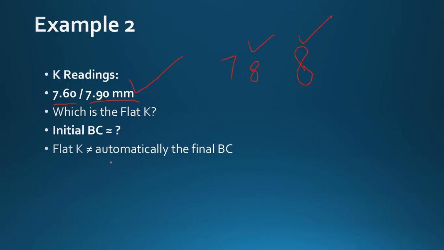And this flat K does not automatically mean that it will be the final base curve. Once you have chosen the base curve, you put the lens into the eye and then examine its behavior on the eye, look for the fluorescein patterns, and then decide whether you're going to stick to that particular base curve or you need to change the base curve. If we see steep fitting, we need to flatten the lens, so we will increase the value of the base curve. And if we see flat fitting, then we obviously need to decrease the value to make the lens steeper. So we will choose a base curve with a smaller radius of curvature as compared to the initial base curve.